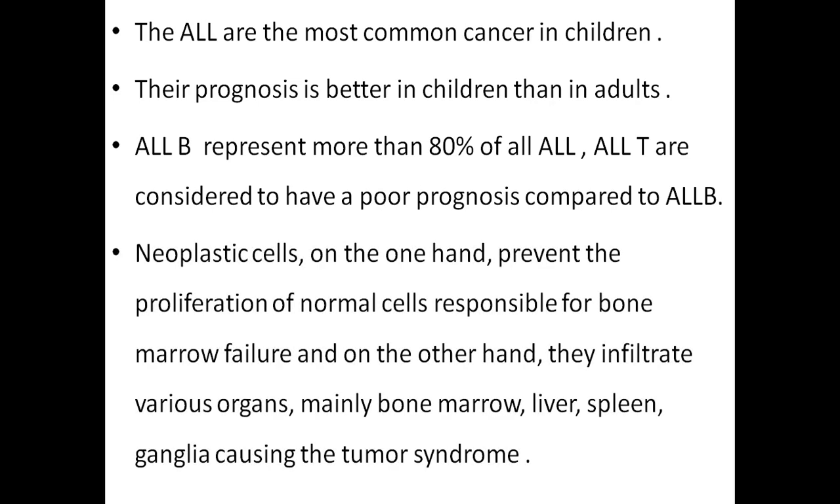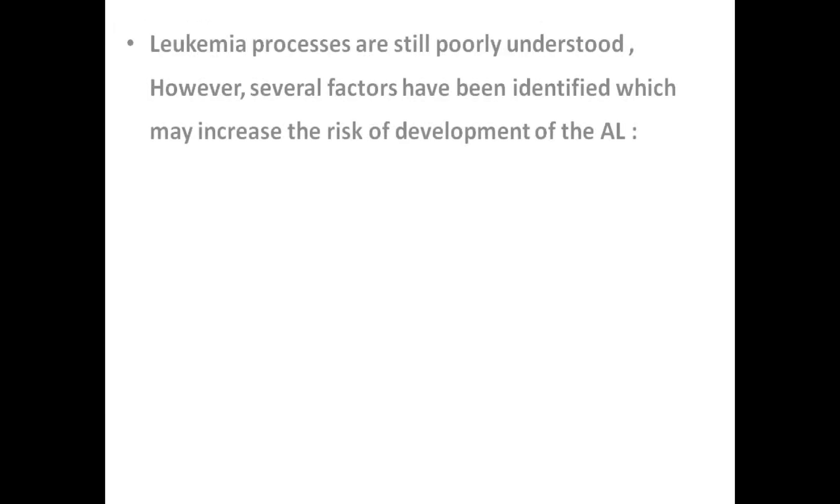Neoplastic cells, on the one hand, prevent the proliferation of normal cells responsible for bone marrow function, and on the other hand, they infiltrate various organs, mainly bone marrow, liver, spleen, and ganglia, causing the tumor syndrome. Leukemia processes are still poorly understood.